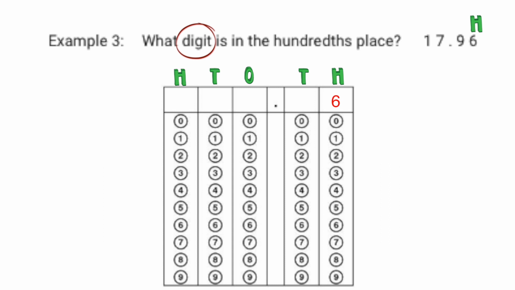So on my answer document, I'm going to label the hundredths place value, and I need to make sure that the 6 goes there, and I bubble in the 6 as well. So that would be my answer.